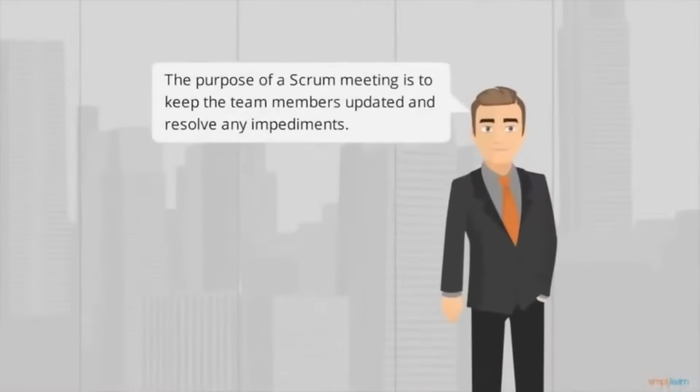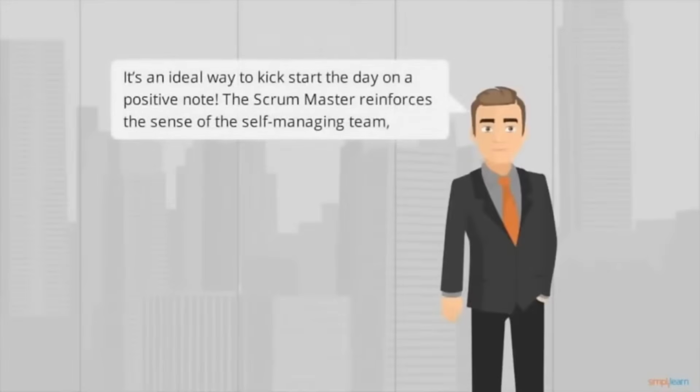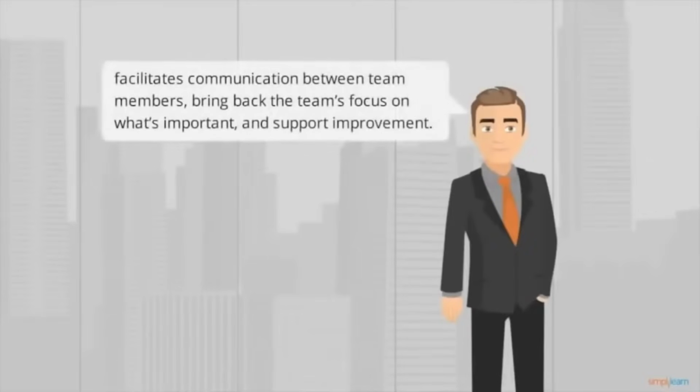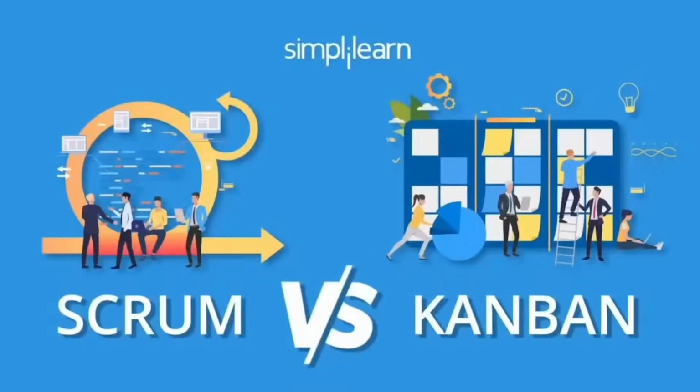The purpose of a Scrum meeting is to keep the team members updated and resolve any impediments. It's an ideal way to kickstart the day on a positive note. The Scrum Master reinforces the sense of the self-managing team, facilitates communication between team members, brings the team's focus back to what's important, and supports improvement. So before we dive into the differences between Scrum and Kanban, let's have a look at what exactly Scrum is.